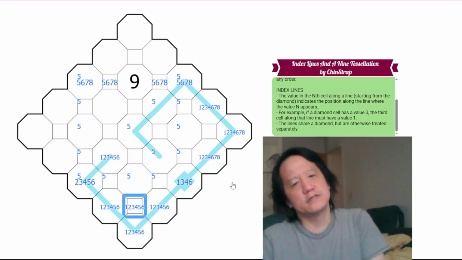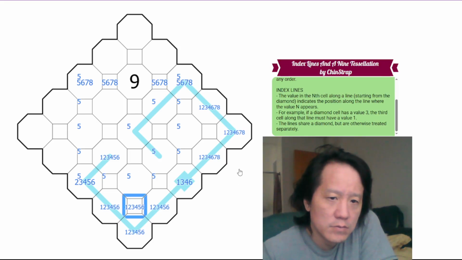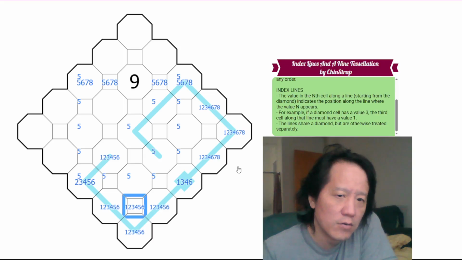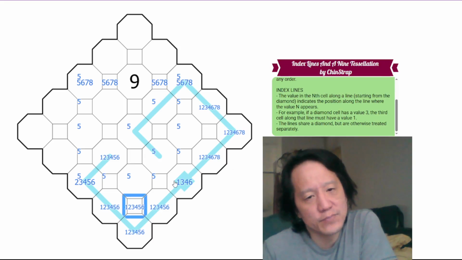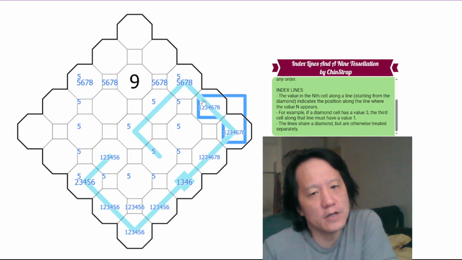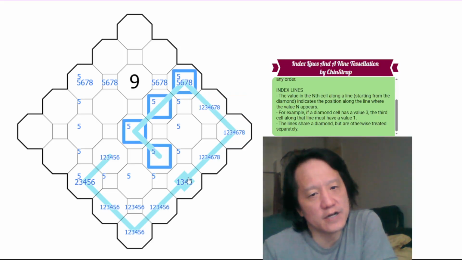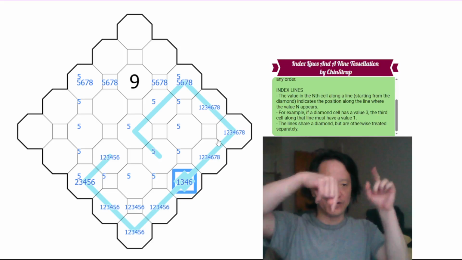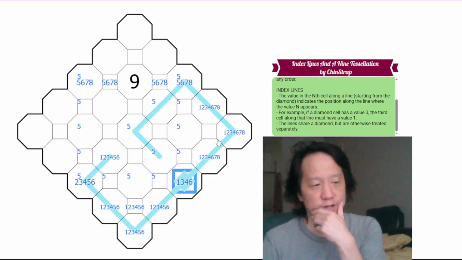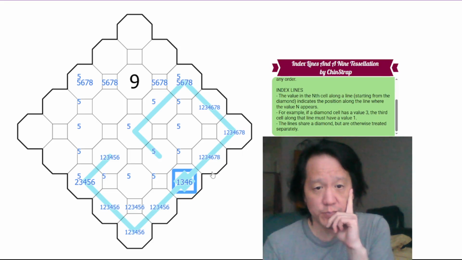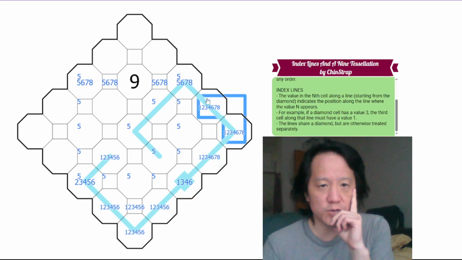Is there any cell? Oh. Okay, I see it. In this index line, you have the digits 1 through 8 guaranteed, right? Because they have to index some other point on the line, even if it's just itself. So these are the digits 1 through 8.